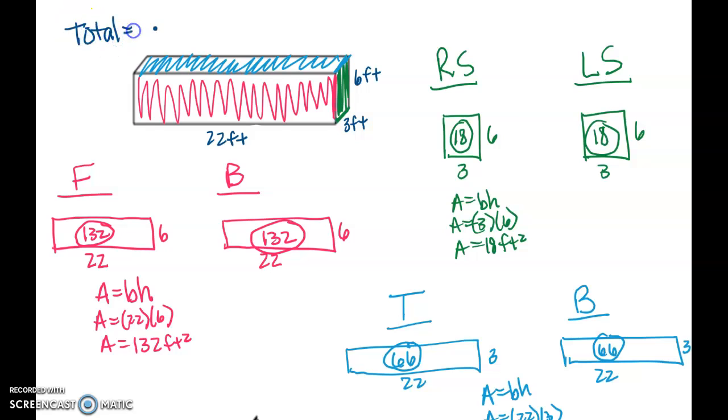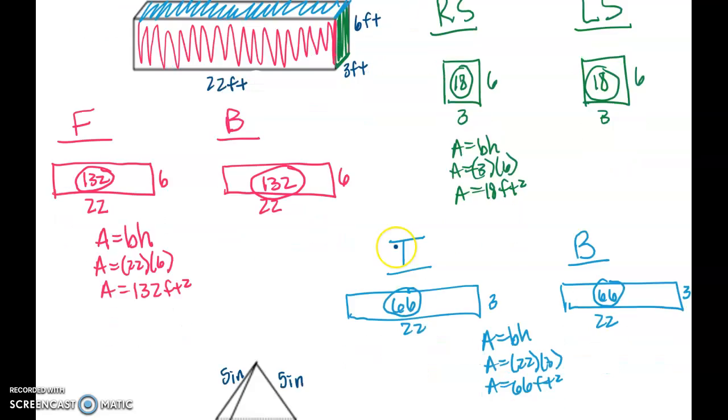Total equals 2 times 132 plus 2 times 18 plus 2 times 66. So notice how I just did multiples of 2 there. So 2 times 132 plus 2 times 18 plus 2 times 66. That gives us a total of 432 feet squared for our surface area.